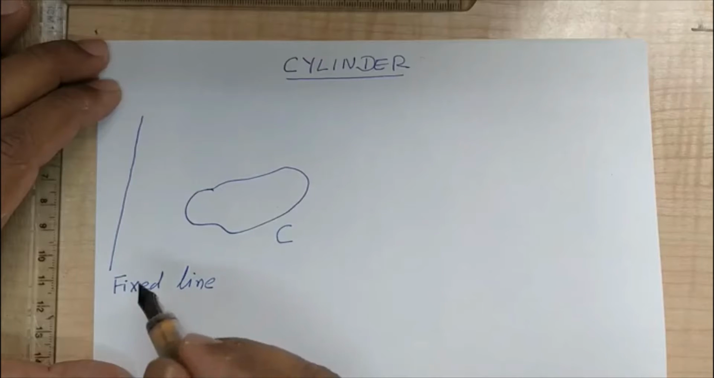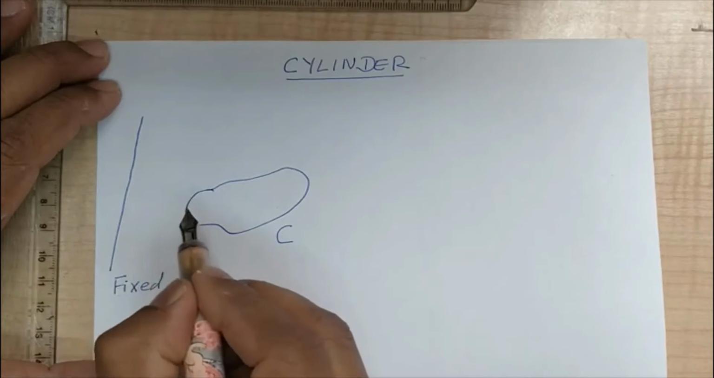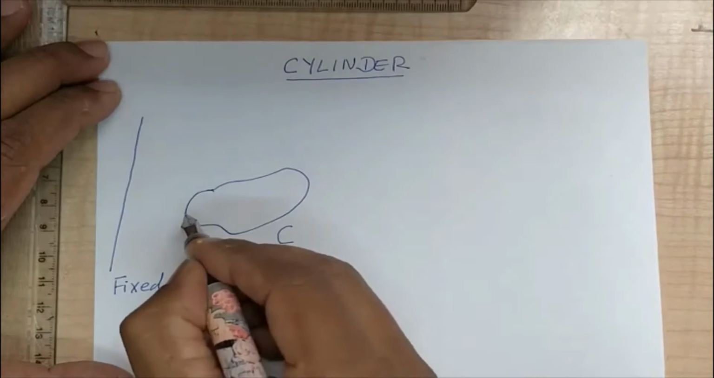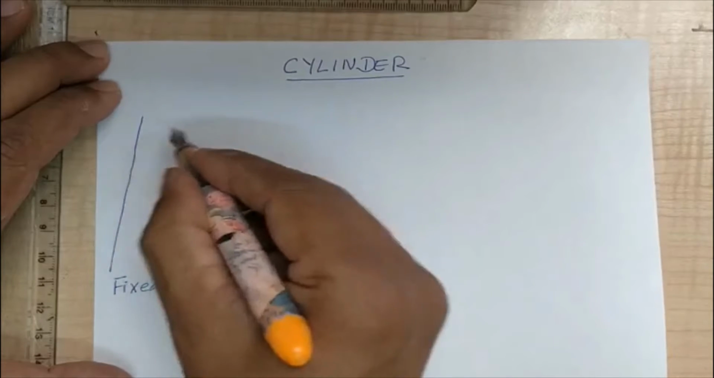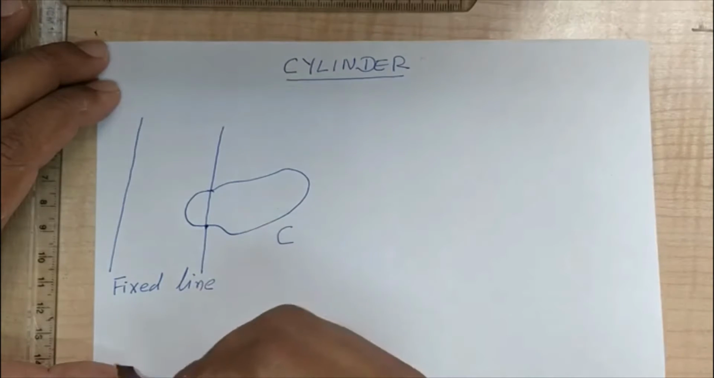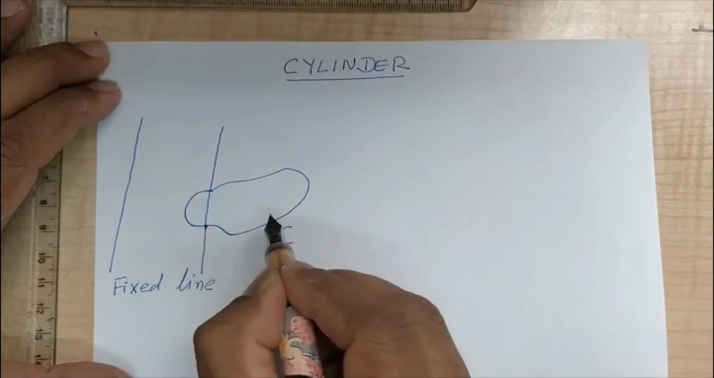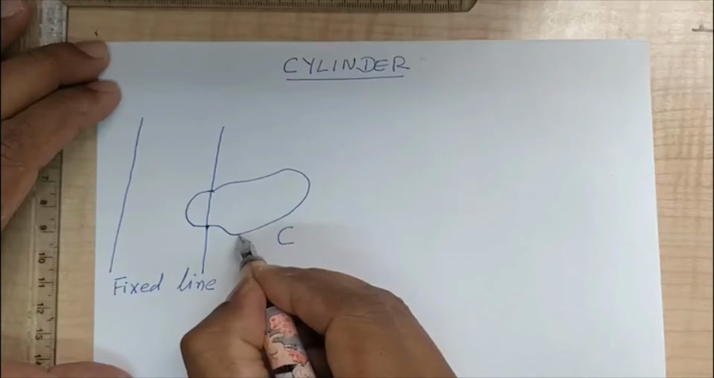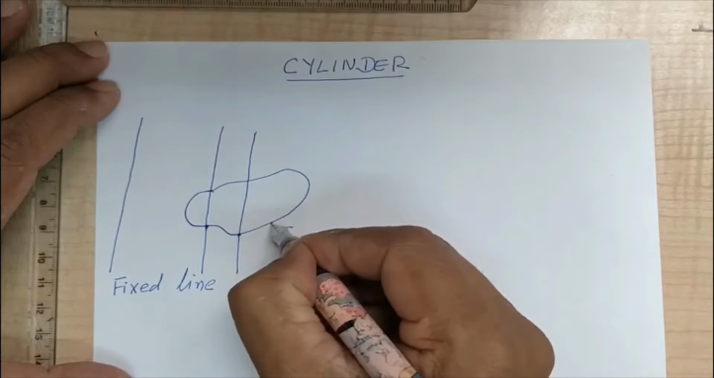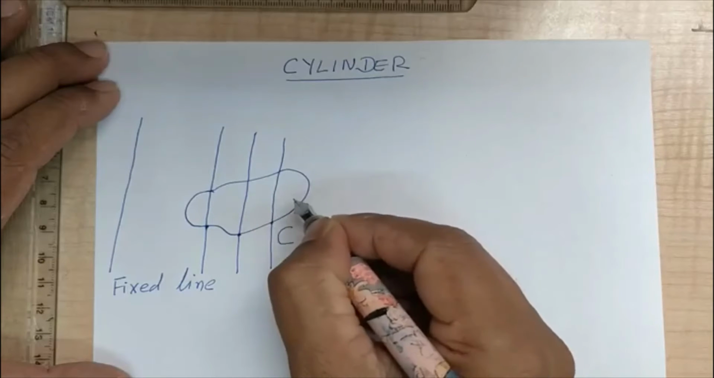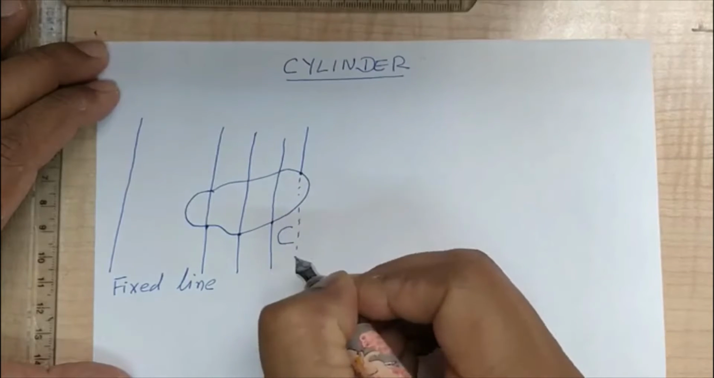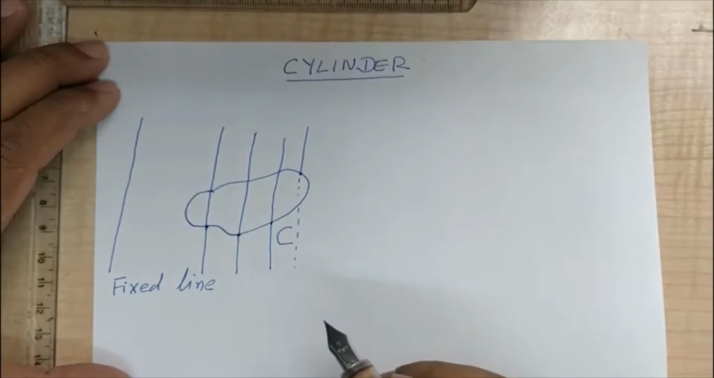Now what you do is draw a line through a point of the curve which is parallel to this fixed line. So let us say we draw a line parallel to this line passing through this point. Do that with all the points on C and look at the collection of all these lines. So what you get is a cylinder.